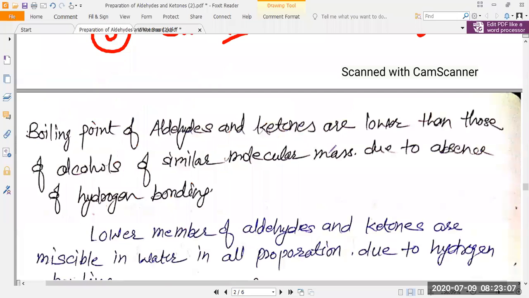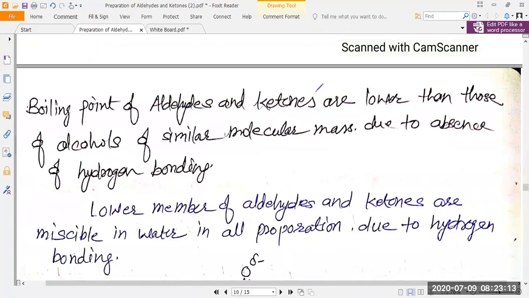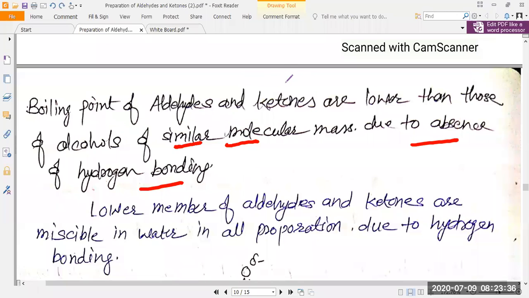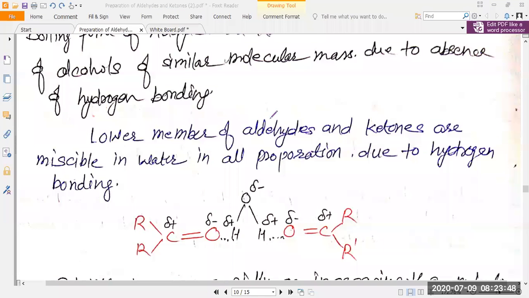So this point is clear to all of you, I think. See, the boiling point of aldehydes and ketones is lower than that of alcohols of similar molecular mass due to absence of hydrogen bonding in aldehydes and ketones. There is no hydrogen bonding, but in alcohol strong hydrogen bonding is present. That is why the boiling point of alcohols is higher.